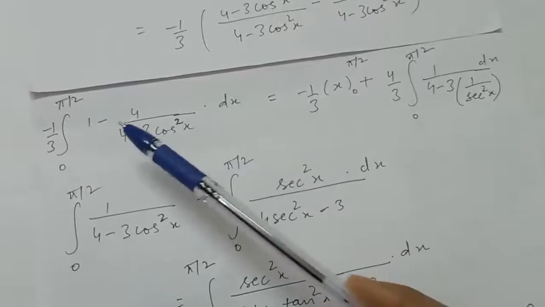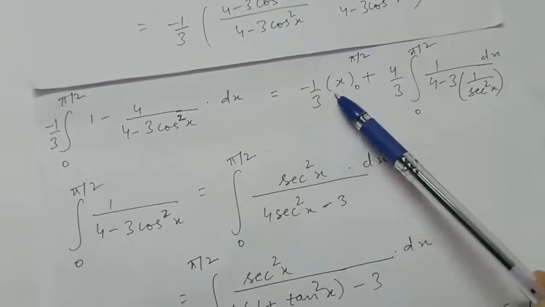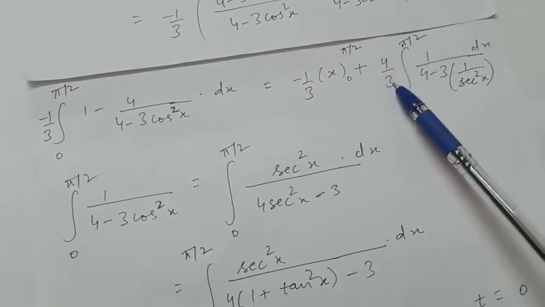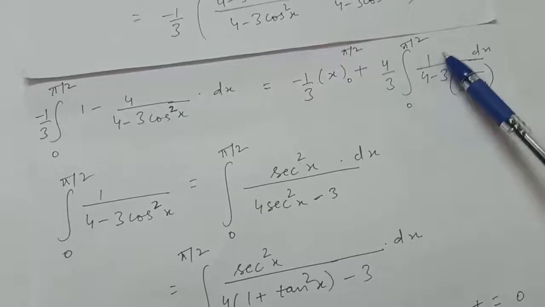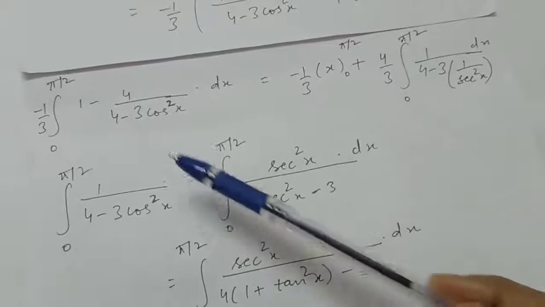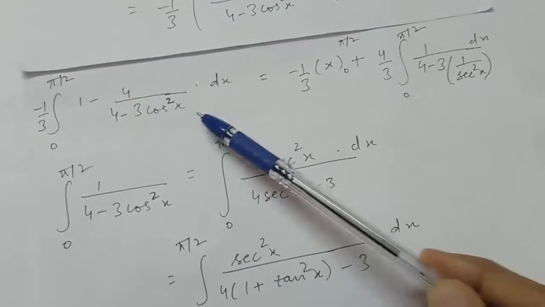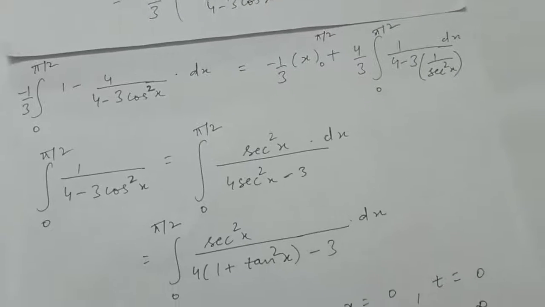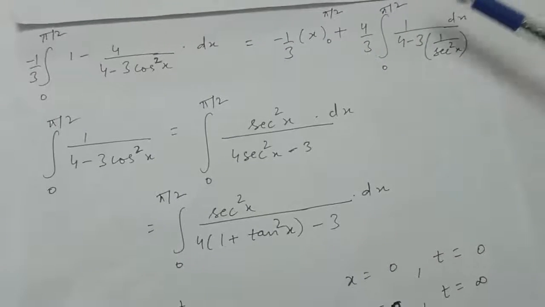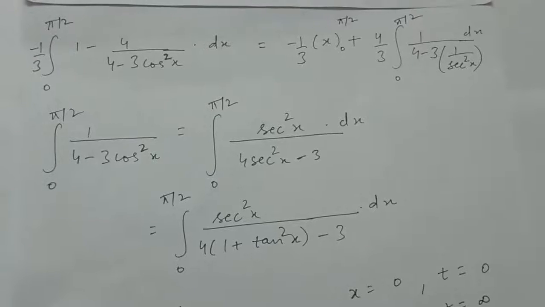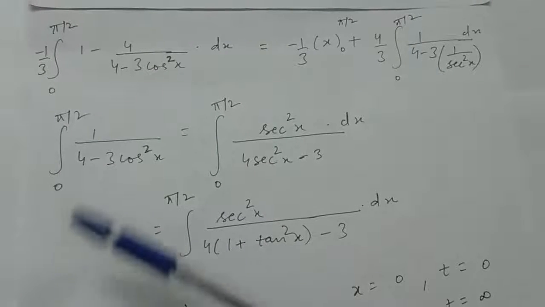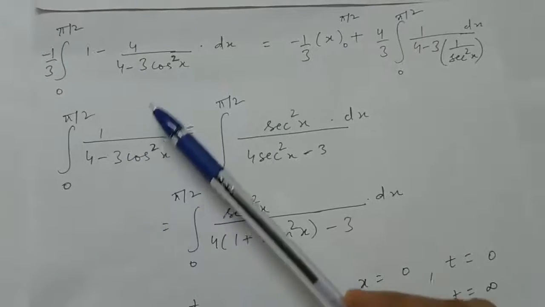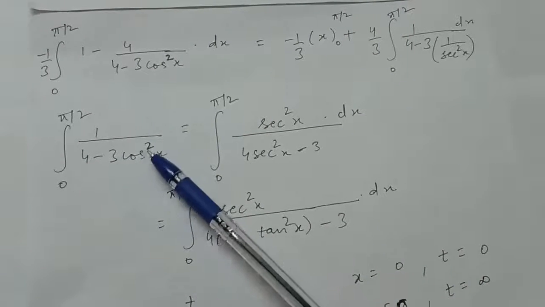Right? Now you know the integral of 1 is x, and the limits are from 0 to pi by 2, plus 4 by 3 integral of 1 upon 4 minus 3 cos square x, which can be written as 1 upon secant square x. Right? Now we will solve this integral. So the integral from 0 to pi by 2 of 1 upon 4 minus 3 cos square x, which I have already told you.